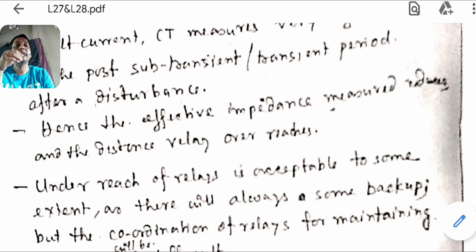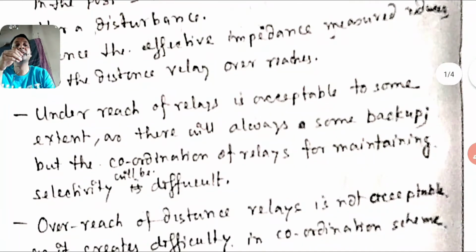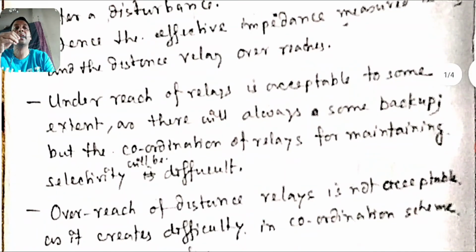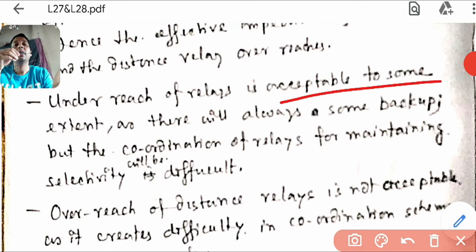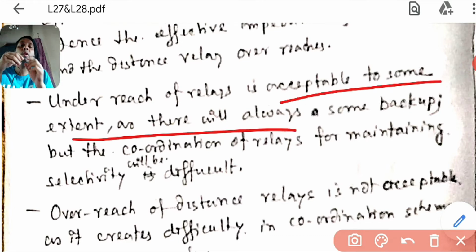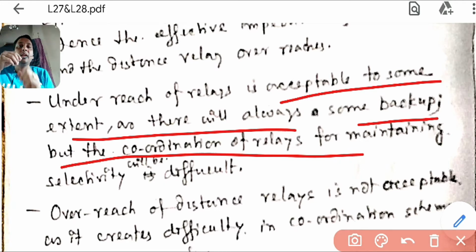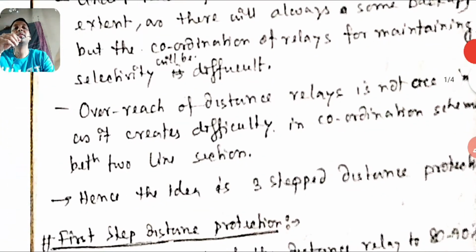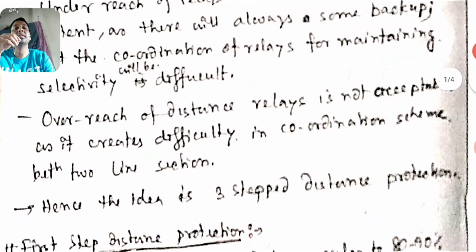Underreach of this relay can be acceptable in some cases. For the namesake we can accept it, but still we do not want it to underreach. But it can be acceptable because there will always be a backup. If it is not reaching its full value, we still have a ready backup. But maintaining coordination will be difficult if it is underreaching. Overreach is certainly not acceptable, because overreach will create a major problem in your coordination exercise.